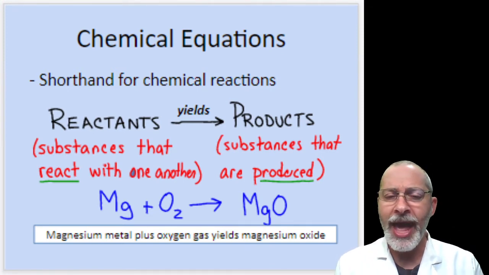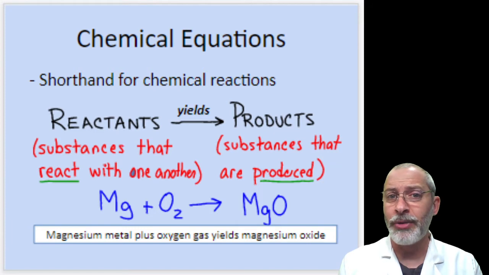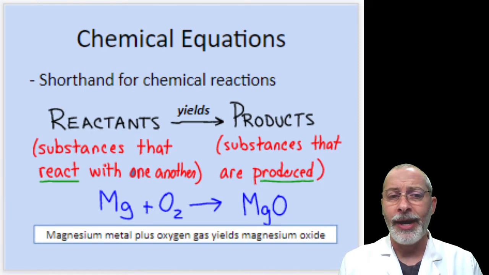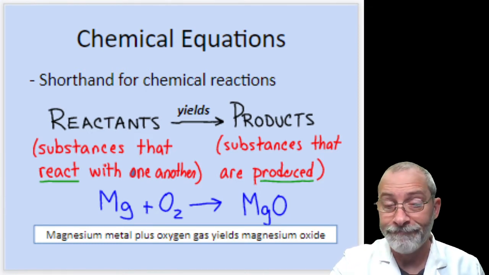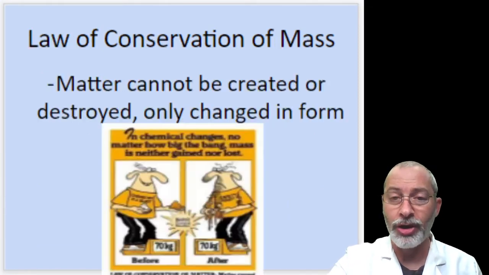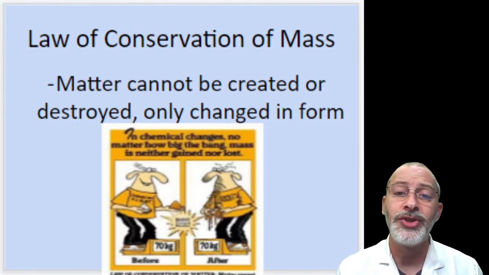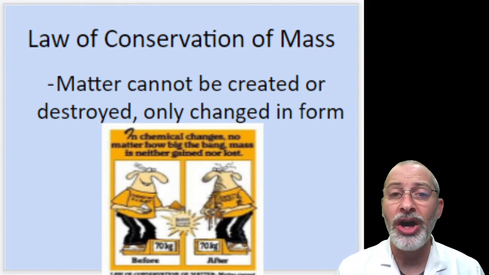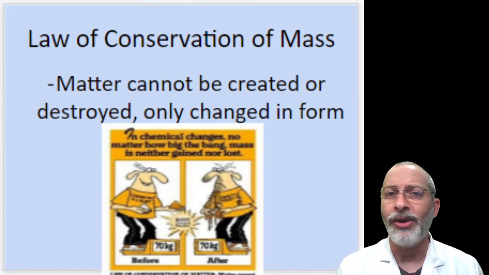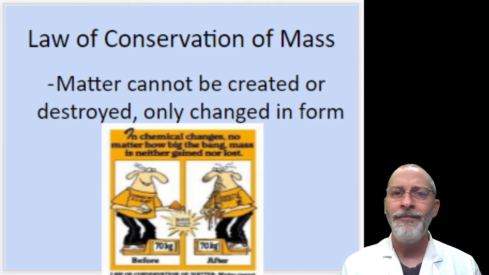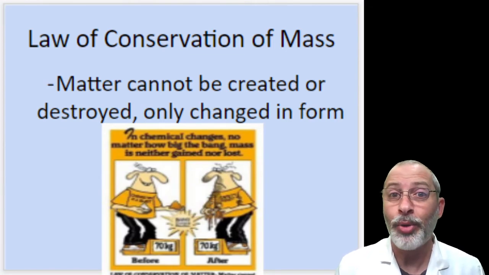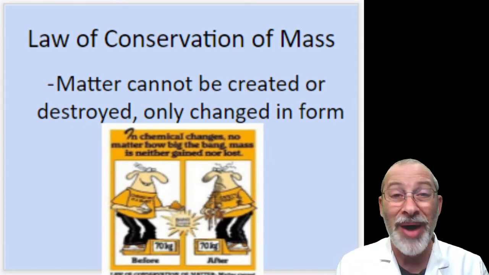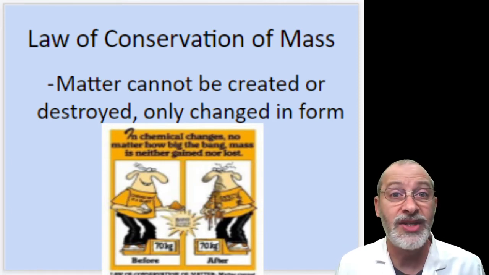So, as we explore this chemical equation a little bit further, it's important for me to point out a law, a very important law called the law of conservation of mass. You see, this is a law that cannot be broken. There are civil laws in our country that you can break, not that you should break them, but it is physically possible to break a civil law.